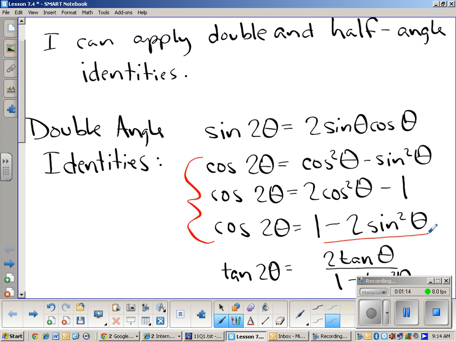If it has a sine and a cosine squared in it, then I might want to look at this one. I'm going to look at what is in the rest of the problem to determine which one of these is going to be more beneficial. But all three of them work to find the double angle. Okay?